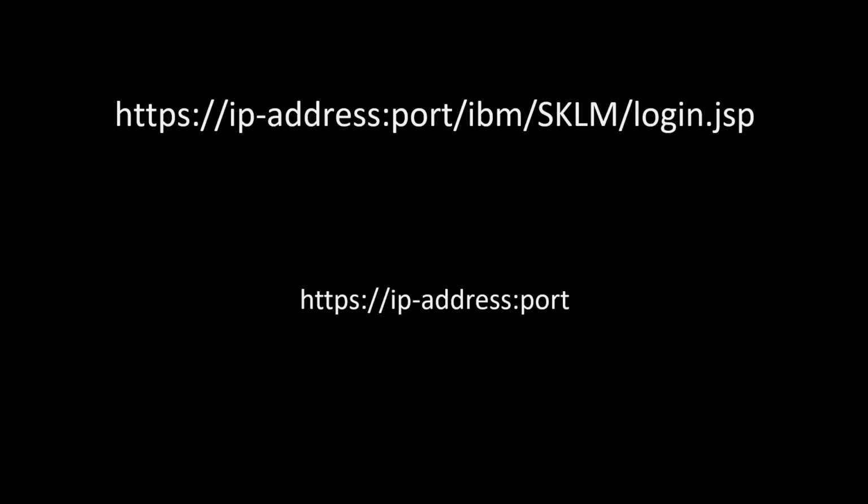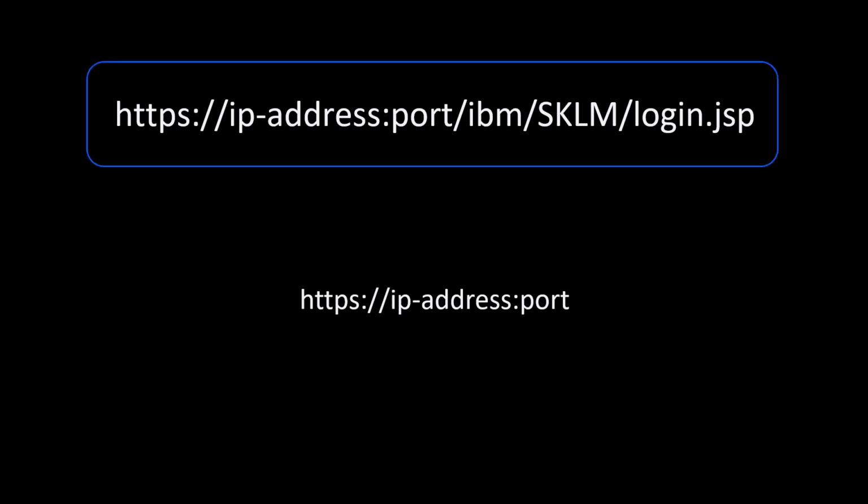Now, to verify the installation, open GKLM in a browser and enter this URL. The value of IP address is an IP address or DNS address of GKLM. The value port is the HTTPS port of GKLM which was provided during installation. GKLM also has a short login URL that can be easily remembered, which consists of just the IP address and port.